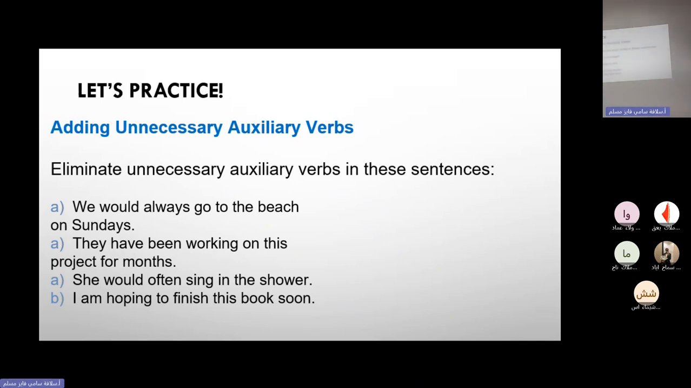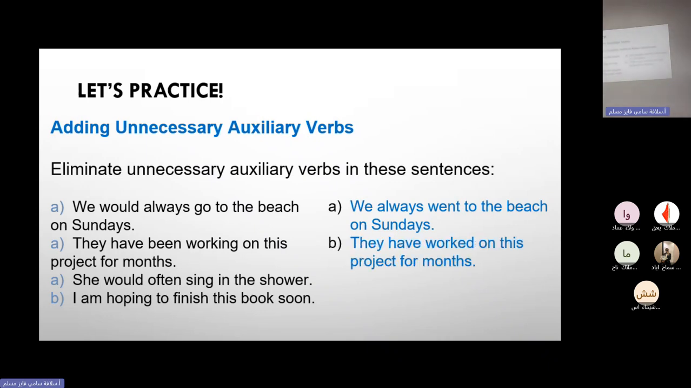بسطيها بدل they have been working. شو بتصير؟ بسطيها. They worked on خلينا احط اول وحده. اوكي. They worked or they have worked on this project for months. بسطوها. Yes, they worked or they have worked. You can use them.